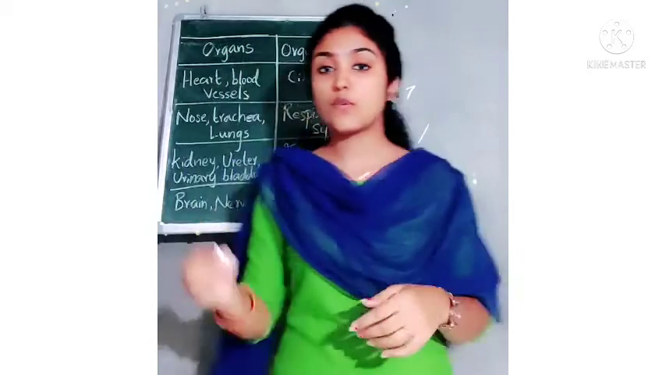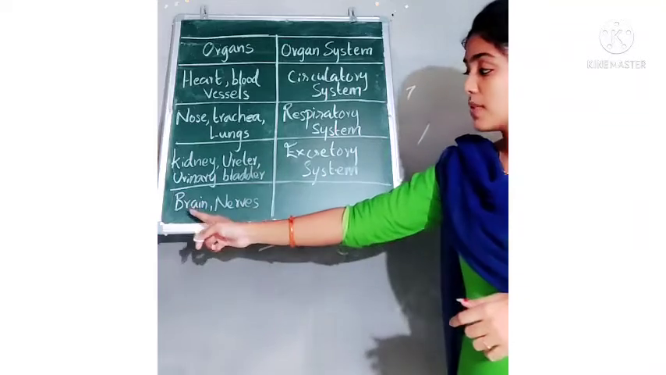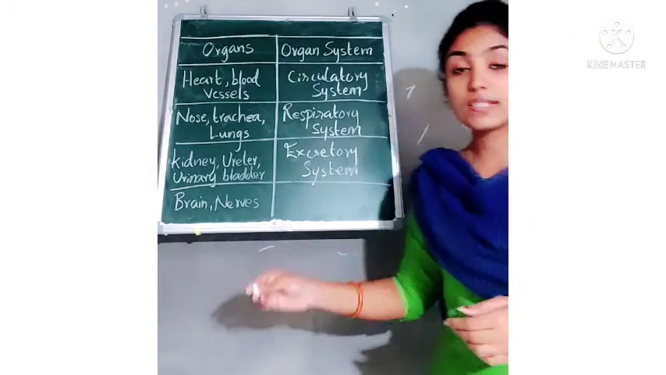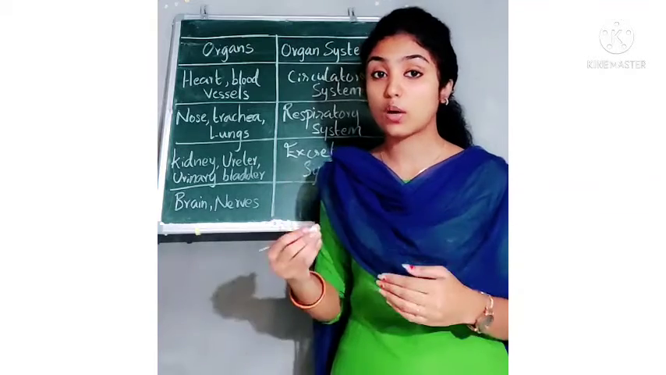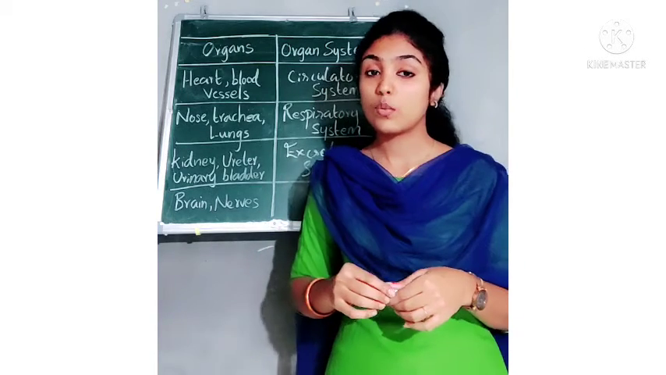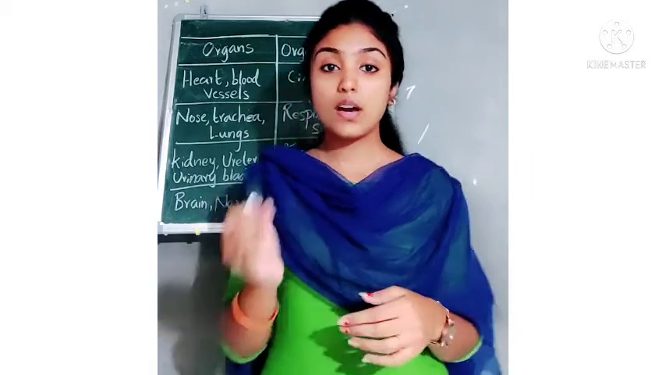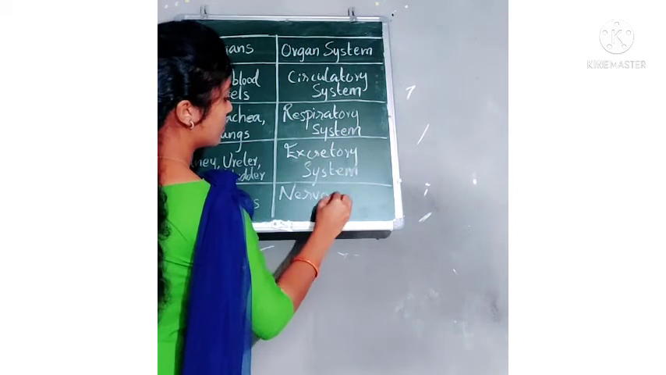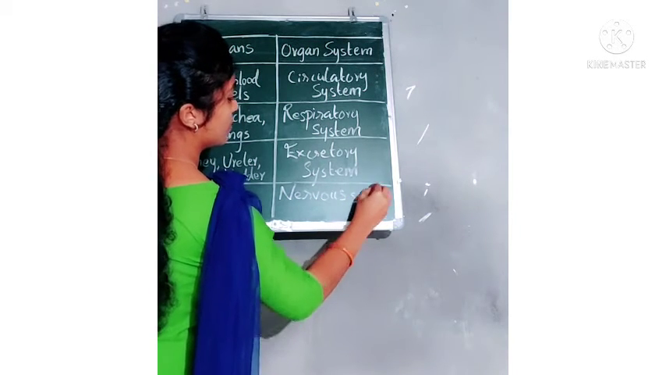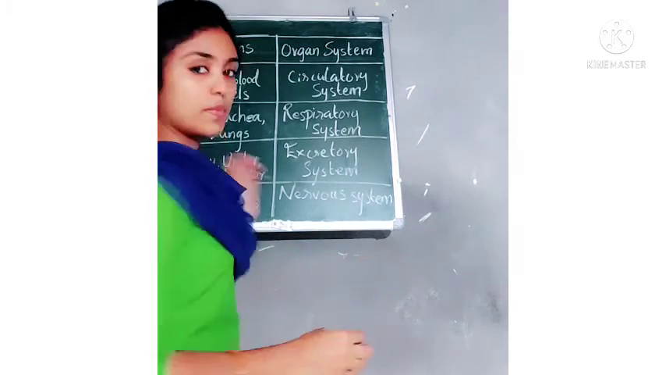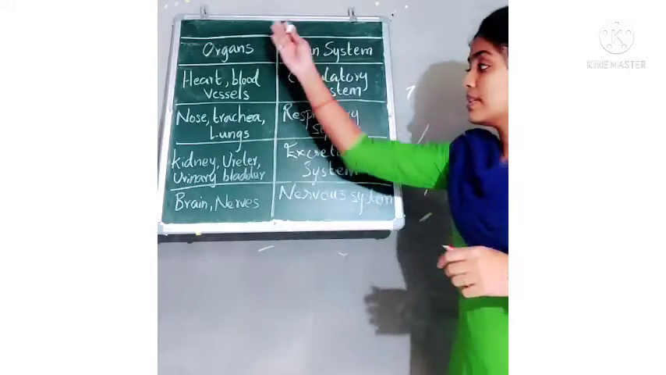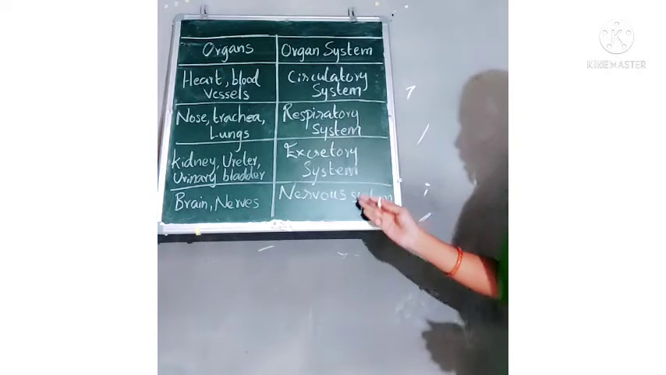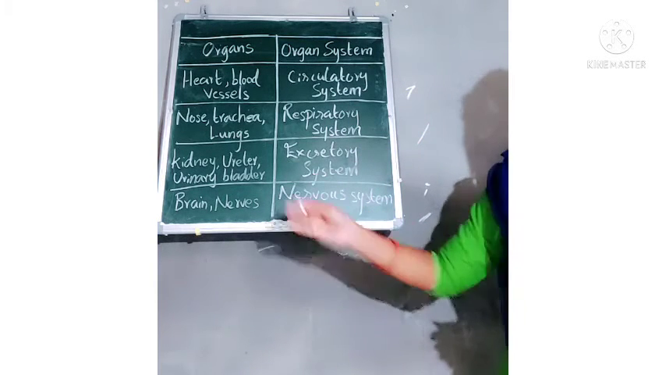And finally, the names of some organs given are brain and nerves. So, which is the organ system associated with the organs brain and nerves? Yes, it is the nervous system. So, children, in this column you can see the names of some organs, and here you can see the organ system associated with these organs.